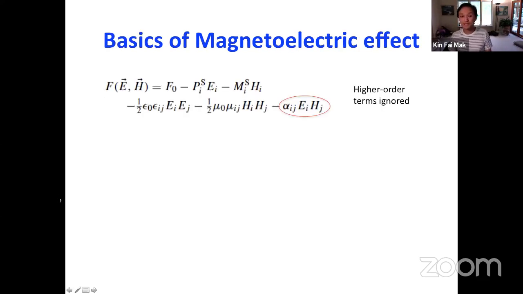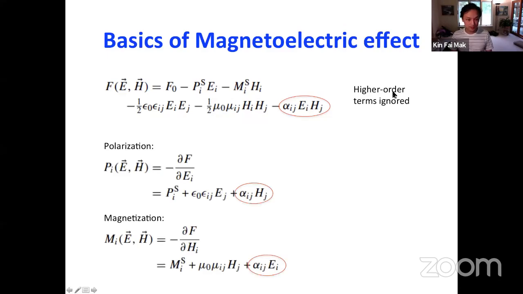And phenomenologically, one can describe the magnetoelectric effect with a free energy that has this form here. This is the non-magnetic part, F0. And of these terms, the second term is the ferroelectric contribution. This is the ferromagnetic contribution. And then these two terms are simply the electrostatic and the magnetostatic interaction. What's relevant for the magnetoelectric effect is the last term, the coupling constant alpha_ij, that can directly couple the electric field and the magnetic field in the system. We have ignored all the higher order terms in this expansion of the free energy because that's sufficient for our discussion purpose. And to obtain the electric polarization or the sample magnetization, which is of the most interest to us, you just simply take the partial derivative of the free energy with respect to the magnetic field, and you'll be able to get an expression for the magnetization.